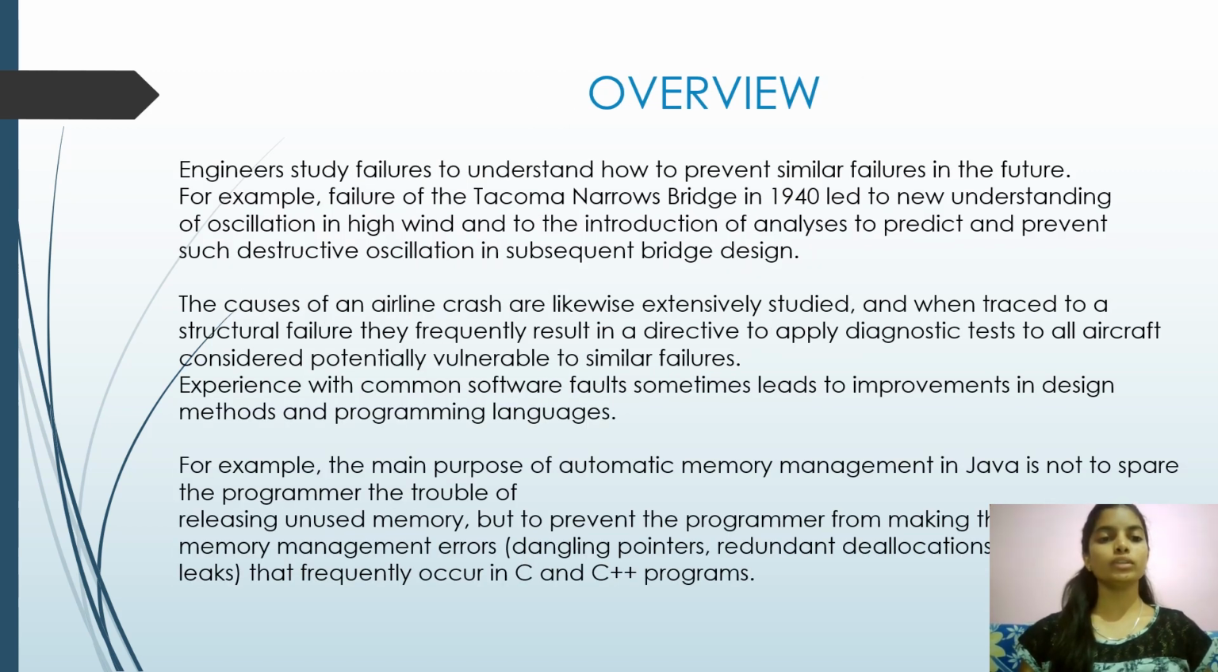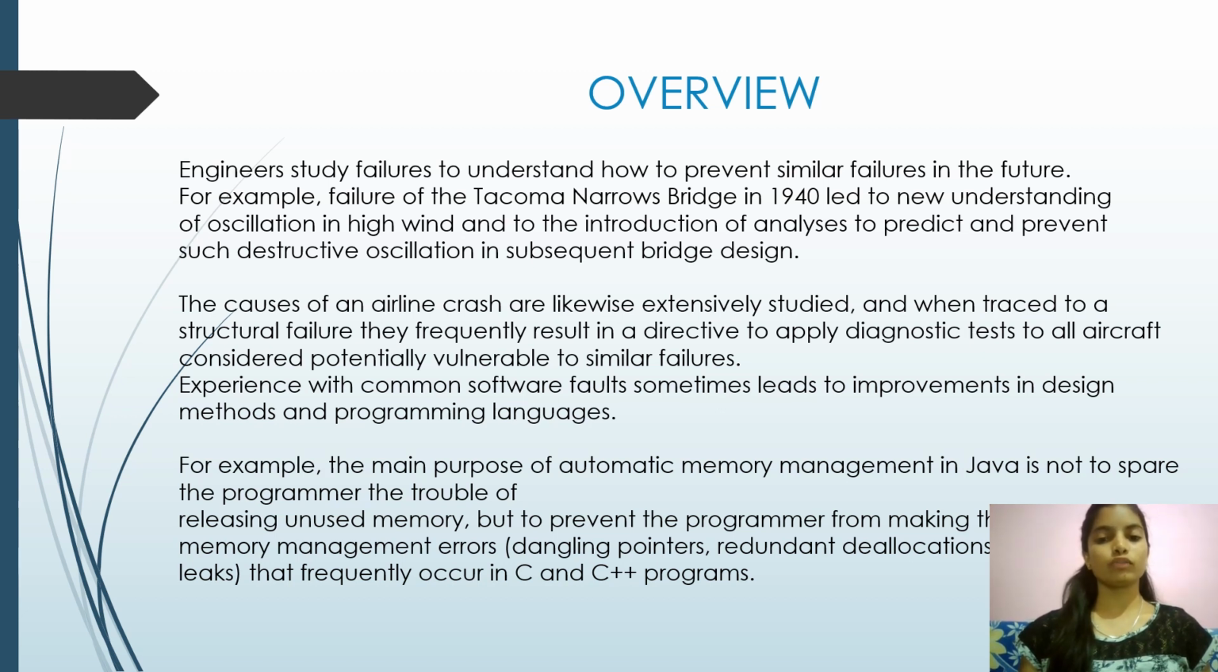Moving on to the overview, engineers study failures to understand how to prevent similar failures in the future. For example, the failure of the Tacoma Narrows Bridge in 1940 led to a new understanding of oscillations in high wind and to the introduction of analysis to predict and prevent such destructive oscillations in subsequent bridge design. The causes of airline crashes are likewise extensively studied, and when traced to a structural failure, they frequently result in the directive to apply diagnostic testing to all aircraft considered potentially vulnerable to similar failures.